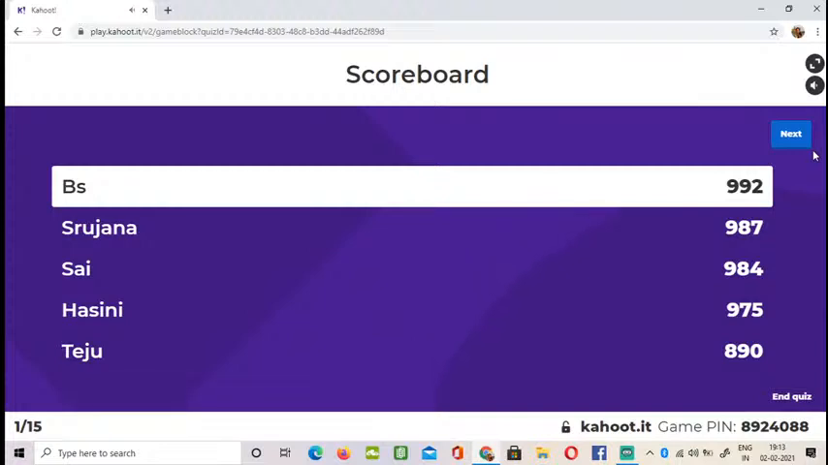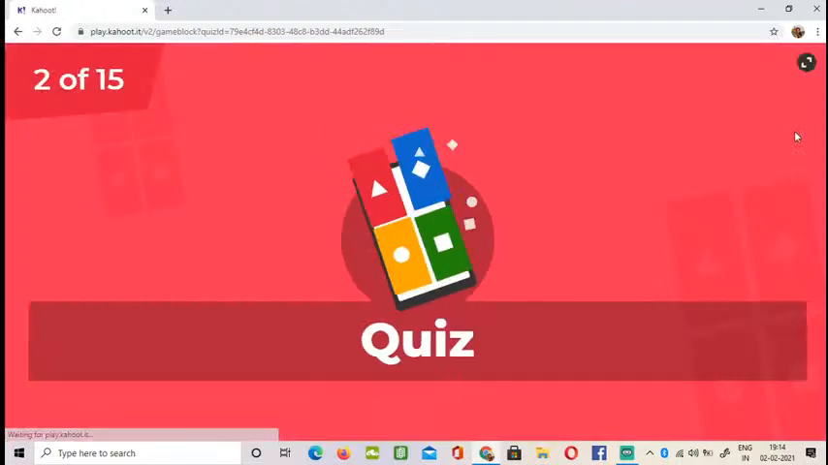Okay, I'm having BS in the first and Srujana in the second and Sai is in the third and Hasani is in the fourth and Teju in the fifth. That's okay. So let's see the next question now.